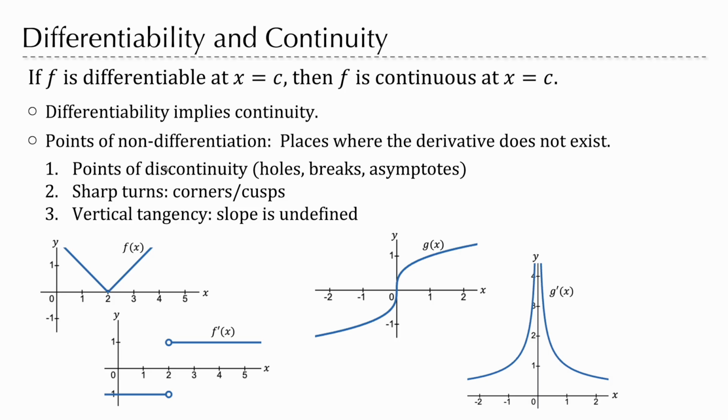So any discontinuity, any sharp turn, corners and cusps, or vertical tangencies are places where derivatives are not going to work, and being aware of them will help us do our work in the future.